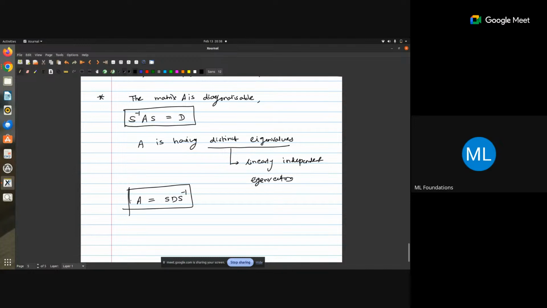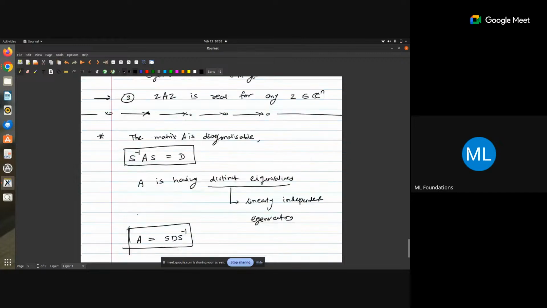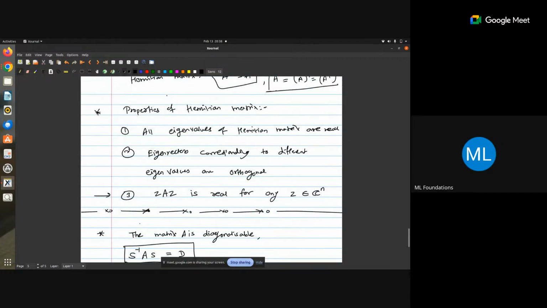Most of the cases, if your matrix is symmetric, we know that its eigenvalues are real. And in the properties of Hermitian matrices, we said that all eigenvalues of a Hermitian matrix are real. I think this part is fine, right?